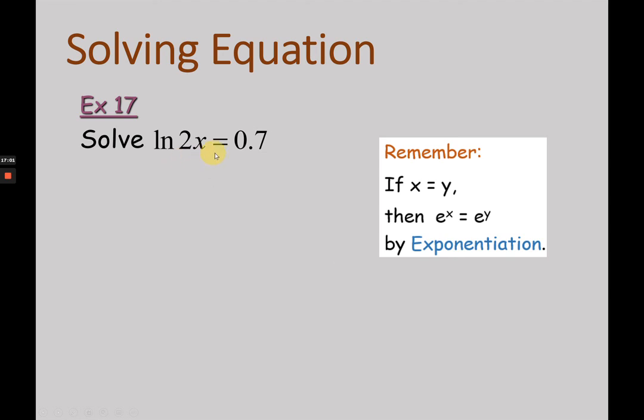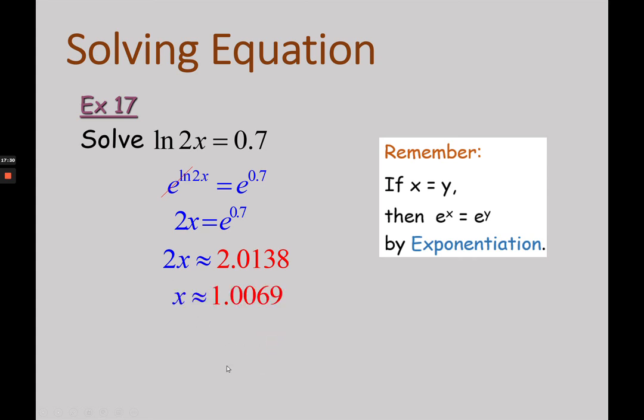Solve ln of 2x is equal to 0.7. By exponentiation, we will raise both sides so they become powers of e. The left side, e raised to ln, cancels. The expression becomes 2x. Evaluate e raised to 0.7 using your Desmos calculator. It should be 2.0138. After that, you divide by 2 and you get your approximate value of x, 1.0069.